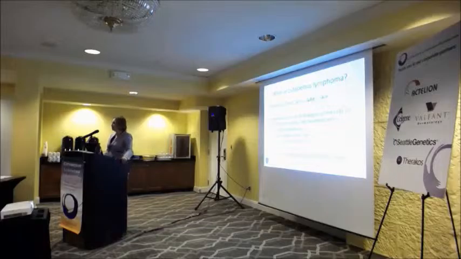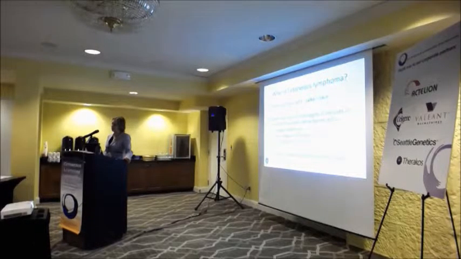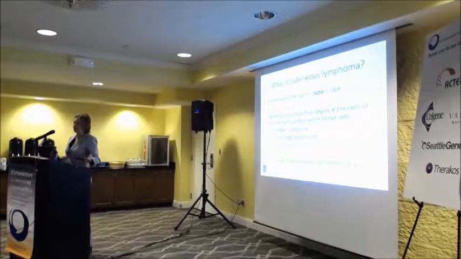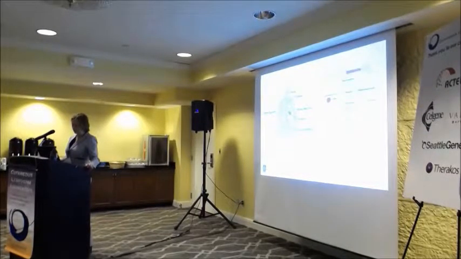A lot of times when people walk into my office and they have the diagnosis, the first question is, what's cutaneous lymphoma? Well, cutis means skin in Latin, and lymphoma is a cancer that begins in the cells of the immune system, or the white blood cells. And there are two types of lymphoma. There's Hodgkin's lymphoma and non-Hodgkin's lymphoma. And cutaneous lymphoma fits under the non-Hodgkin's category. So cancer of white blood cells affecting the skin is basically what cutaneous lymphoma means.